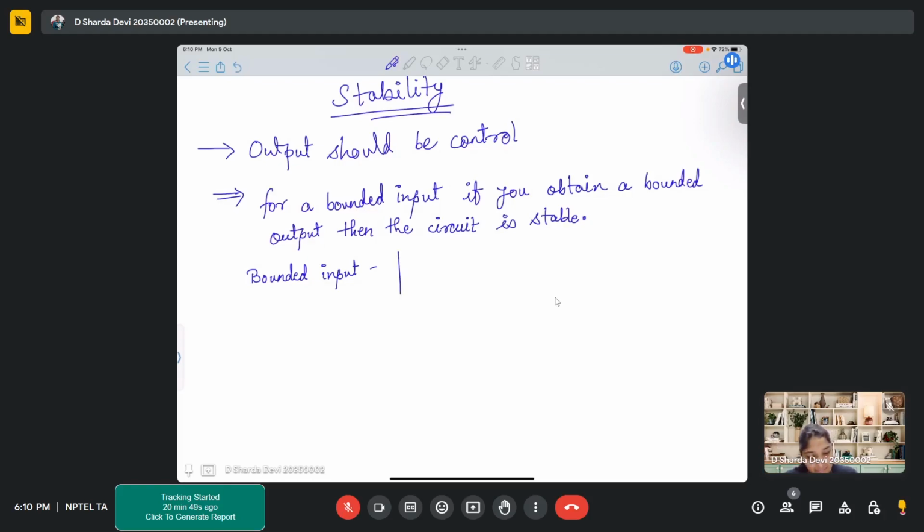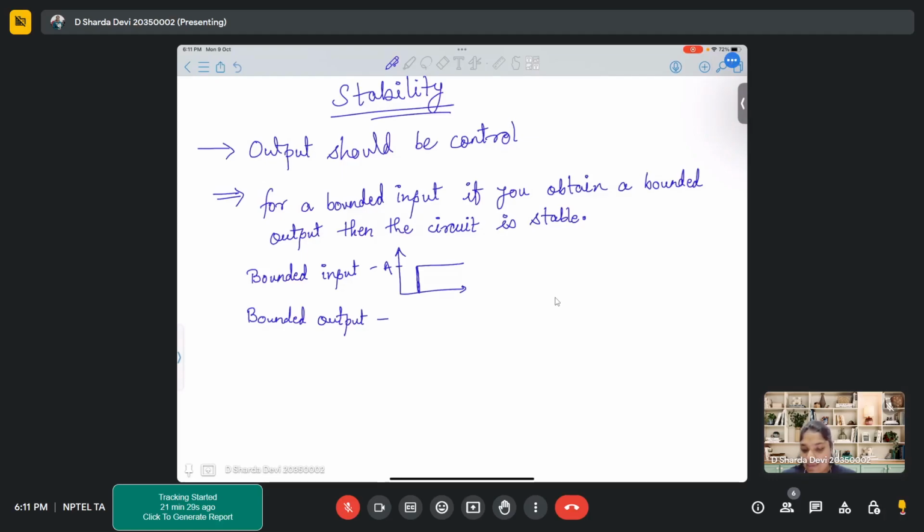So let's say you have a step input. From signals and systems point of view only, let's say you have a step input. So step input has a value A, and this value remains constant throughout, right? It is not increasing, not reducing. So it is a bounded input. Now, when we say a bounded output, that means your output should also be bounded, like it should be in a certain limit.